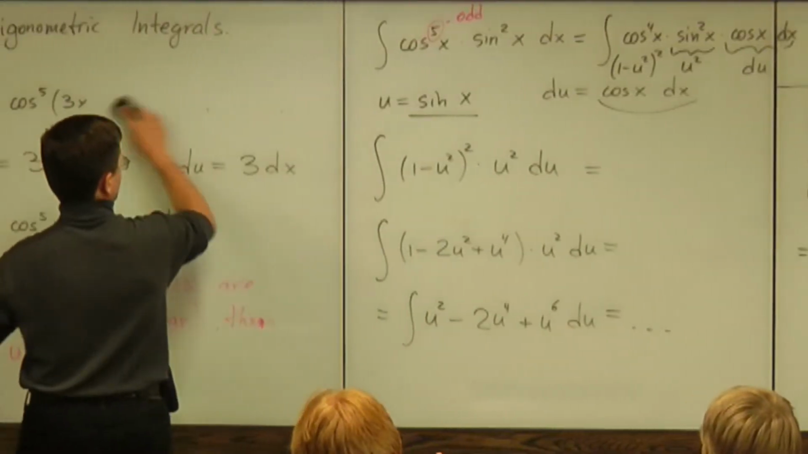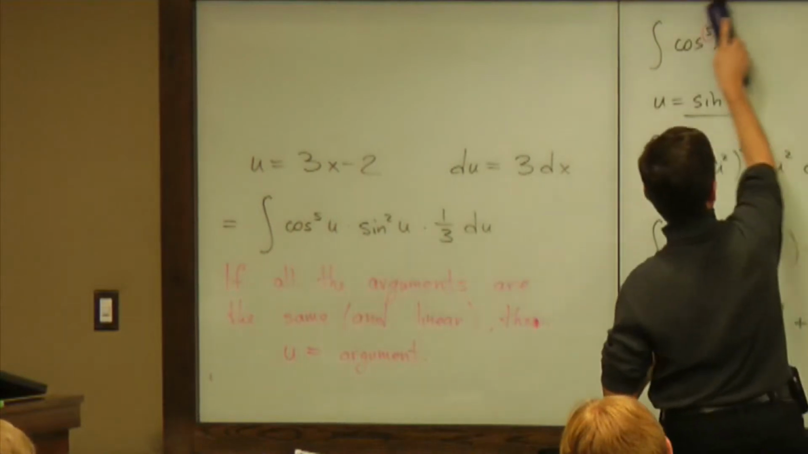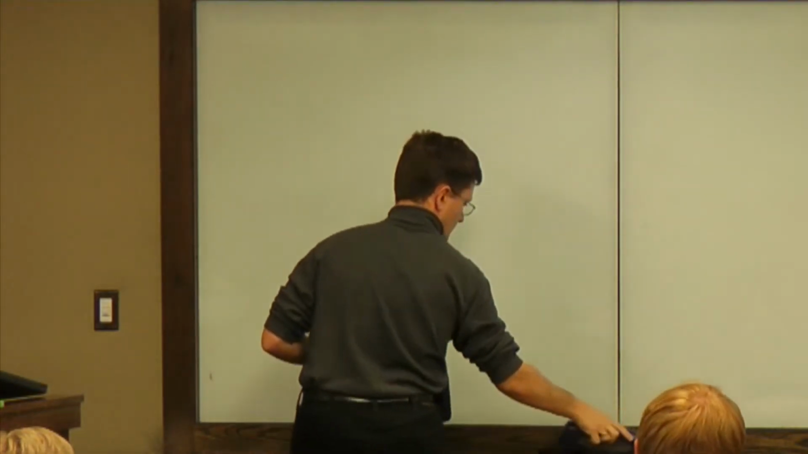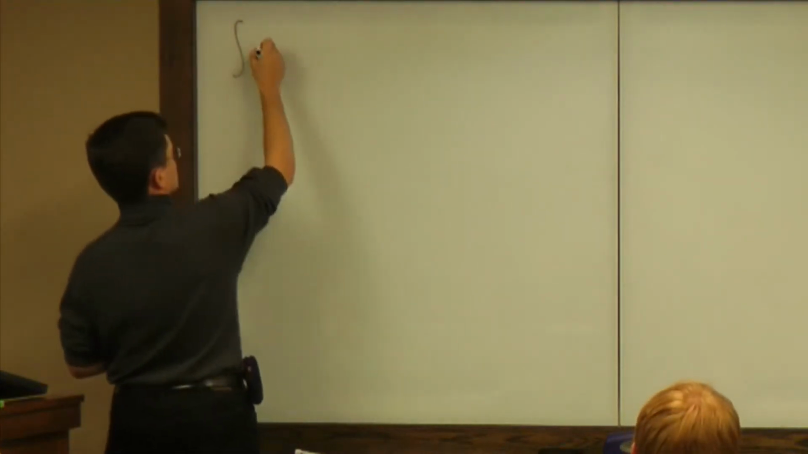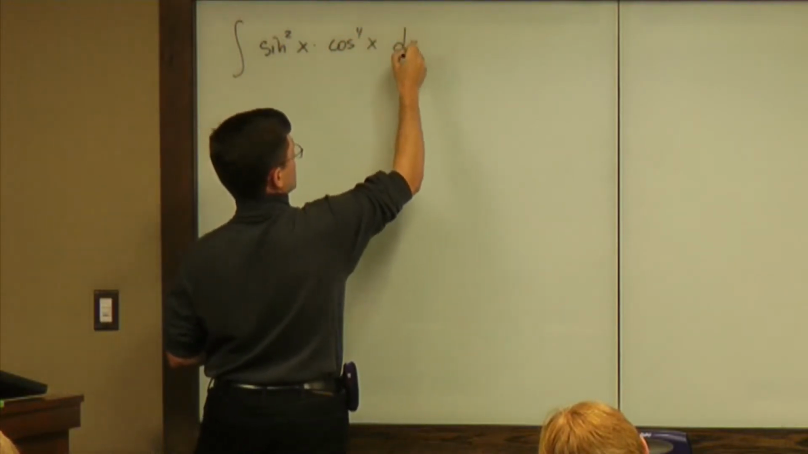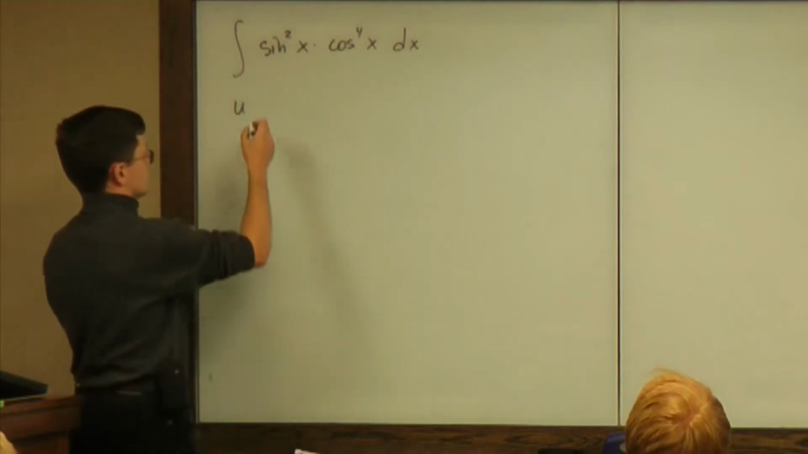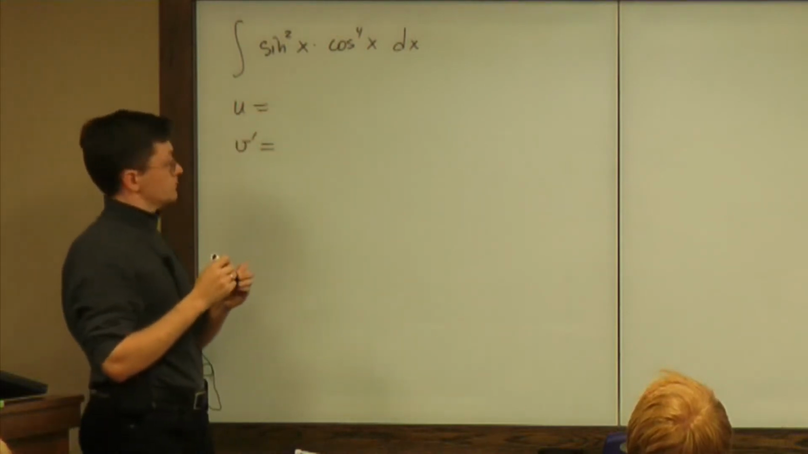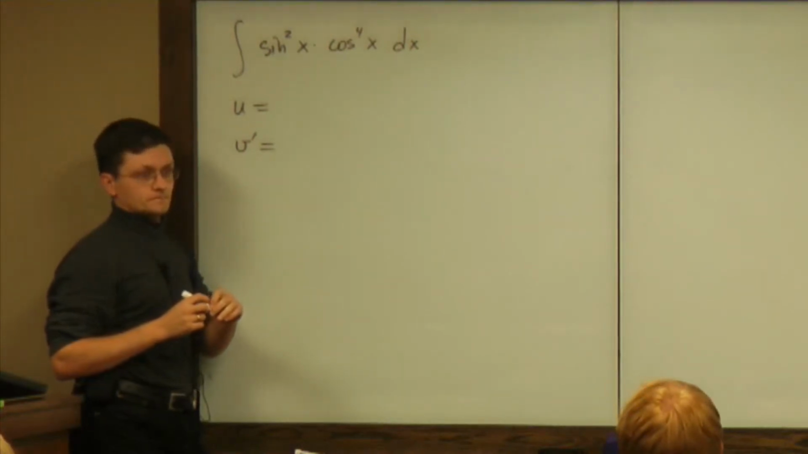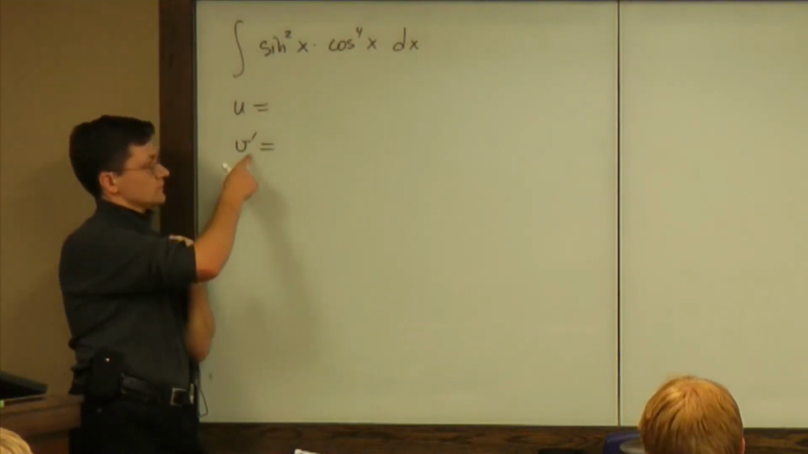So let me do a more complicated example. Let's take sine squared x times cosine to the power 4. Now, if I want integration by parts, I have to choose those parts. And one part better be integrable. You better know how to integrate that part easily. Can you separate this into a product so that at least one of those factors is easy to integrate?